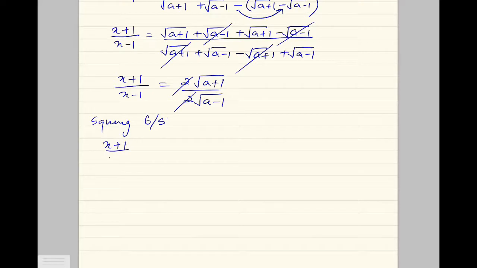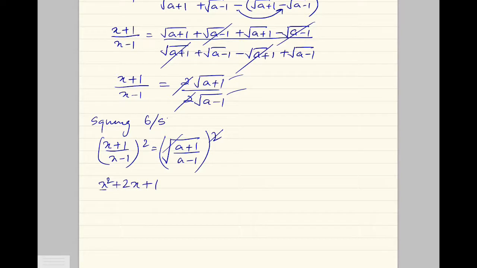x plus 1 over x minus 1 whole square, and I can put a common root to both of them, a plus 1 over a minus 1 whole square, because if you have a square root up and down, in the numerator as well as in the denominator, you can combine them. Square and square root get cancelled. Let's use the formula a square plus 2ab plus b square. That's the formula of x plus 1 whole square, and a square minus 2ab plus b square.